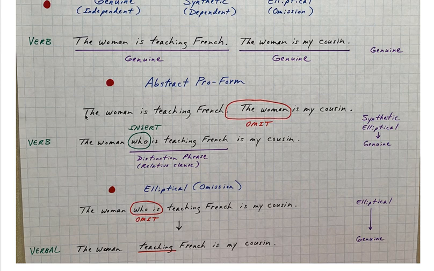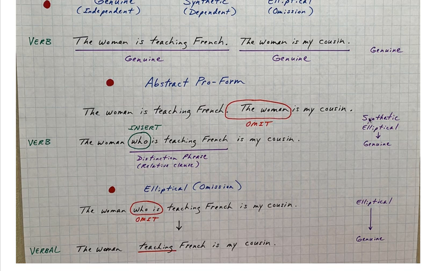So here we have the woman is teaching French. But we want to omit the period and the words the woman. These two words, we want to omit those. So we have the woman is teaching French. We do the omission, and we have is my cousin left over. So you see, now we have a synthetic situation. Synthetic means the pieces or fragments referred to must be joined to something else. And we have an elliptical element here because we did omission.